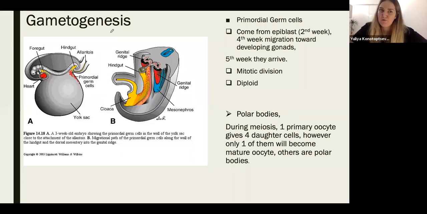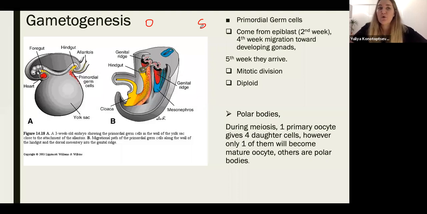Gametes, as you know, are the sex cells. We have 2 of them. We have the oocytes in the female, and we have the spermatozoa in the man. So these are the gametes. These are the sex cells in the human body.